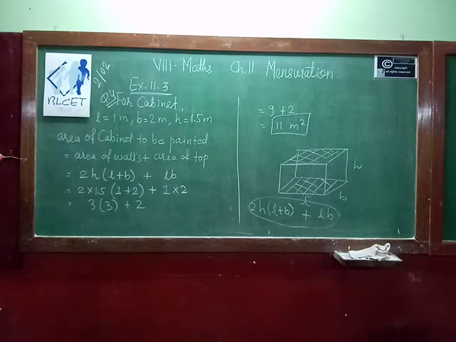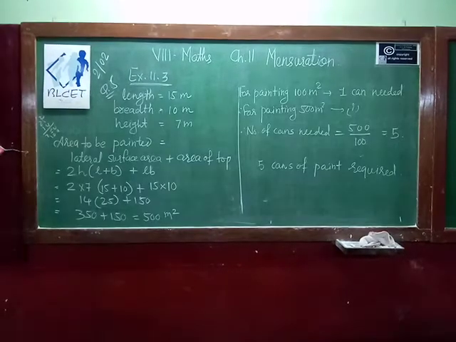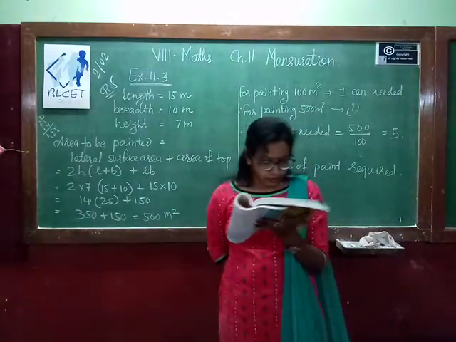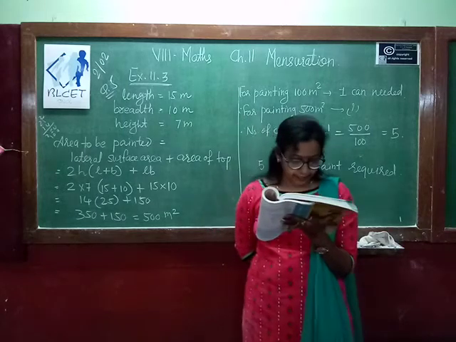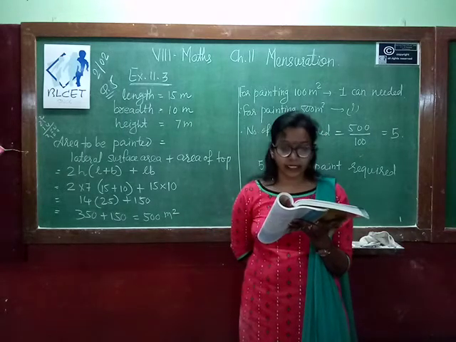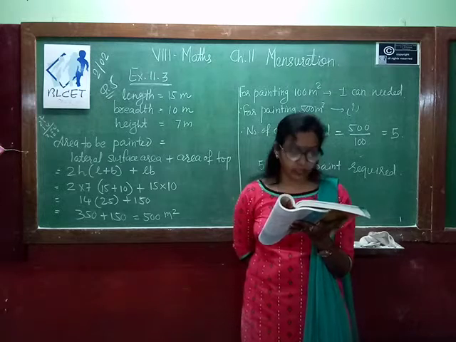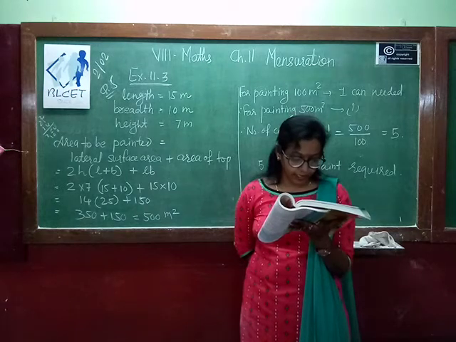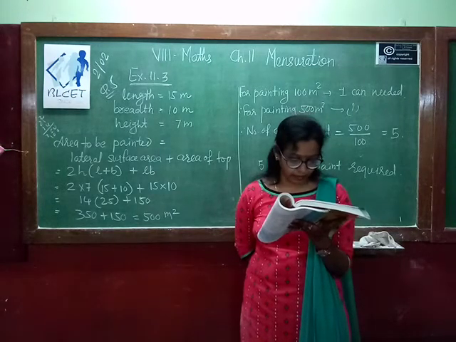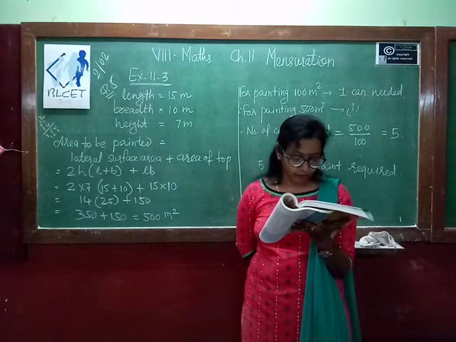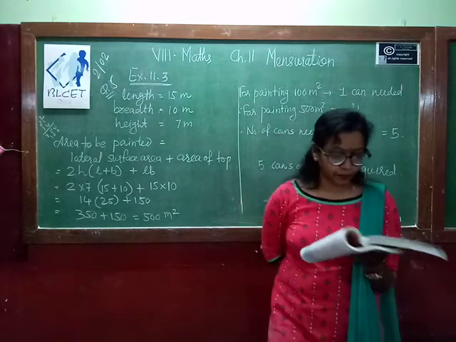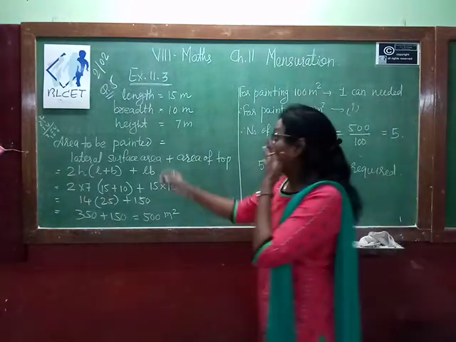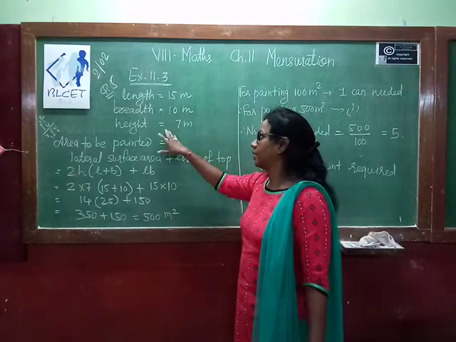Now see the 5th question. Daniel is painting the walls and ceiling of a cuboidal hall with length, breadth and height given as 15 meter, 10 meter and 7 meter respectively. From each can of paint, 100 meter square of area is painted. So how many cans of paint will she need to paint the room? So here the measurement of the room is given: length is 15 meter, breadth is 10 meter, height is 7 meter.